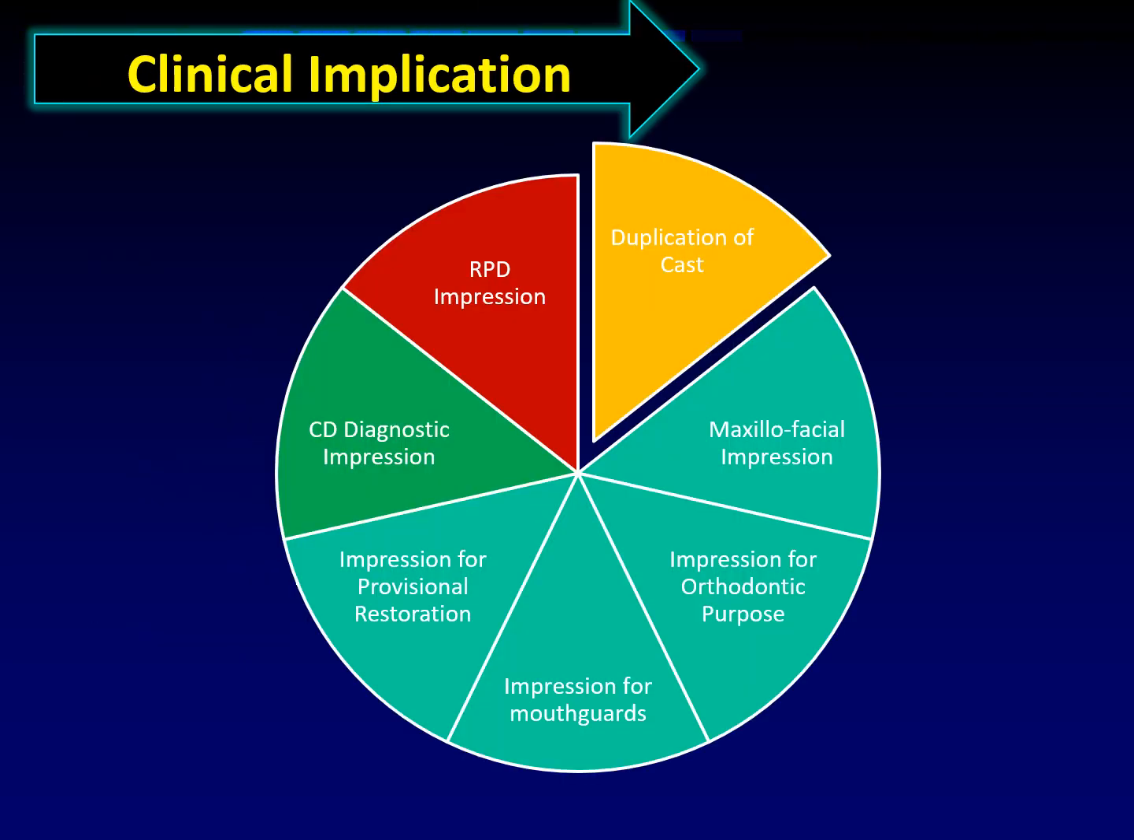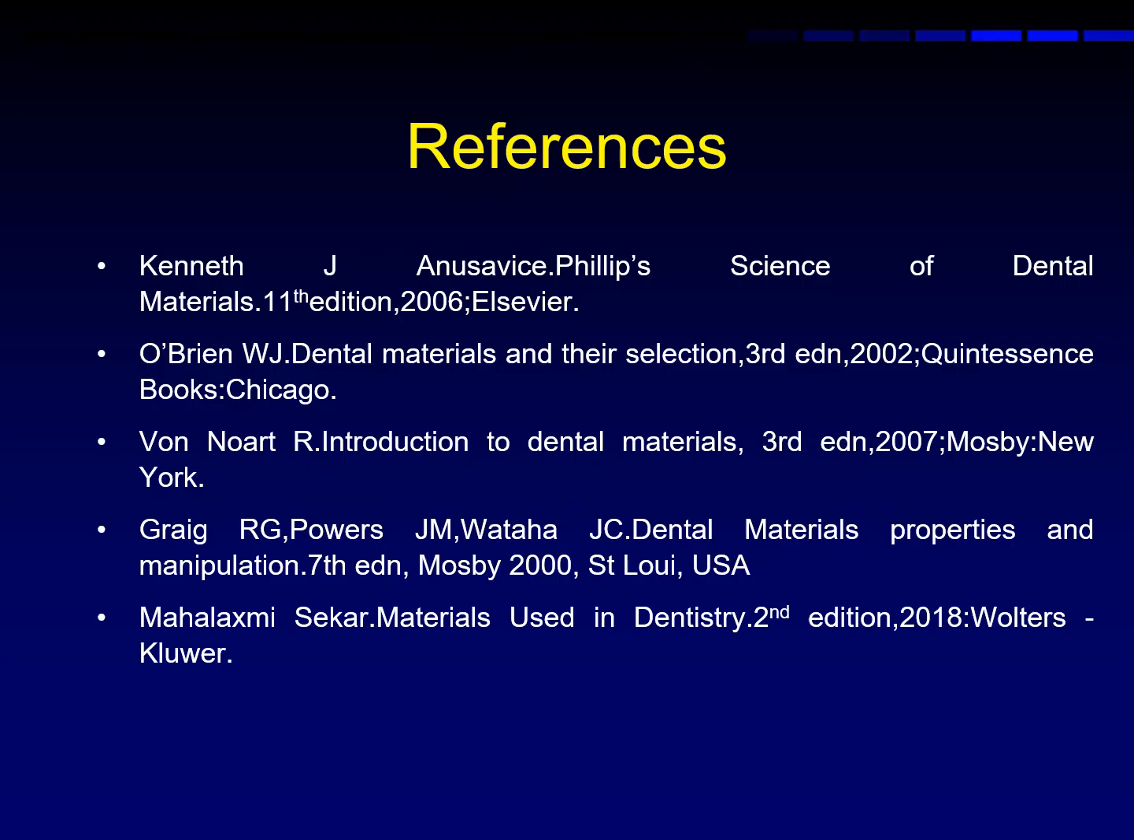Let's see the clinical implication. Alginate is mainly used for duplication casts, for making impression for maxillofacial prosthesis, impression for orthodontic purpose, impression for mouth guards, impression for provisional restoration, for making diagnostic impression for complete denture, for impressions for removable partial denture. Further details, you can refer the following textbooks.